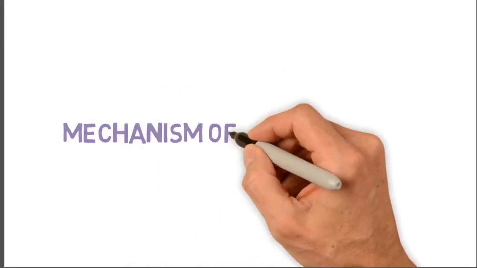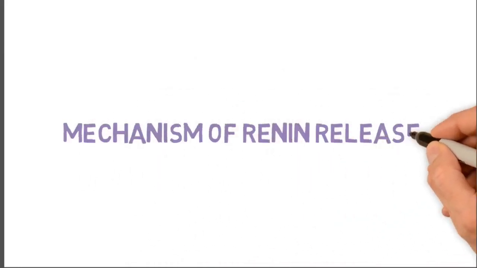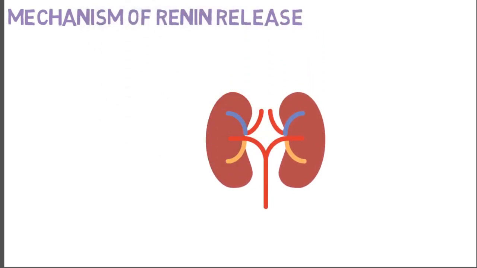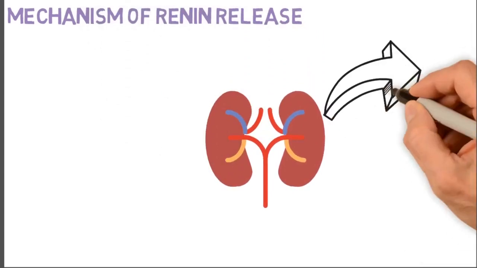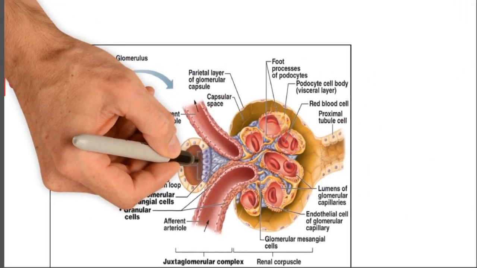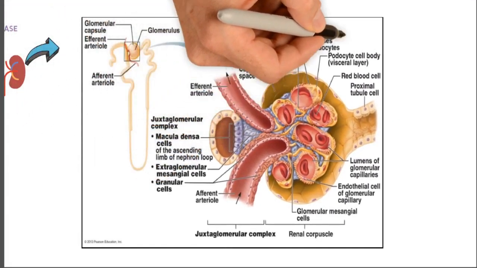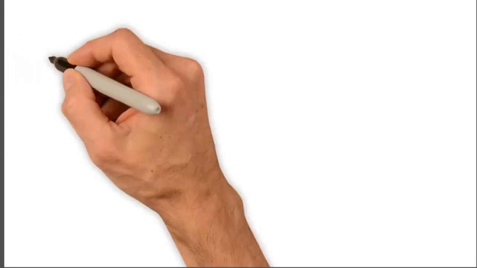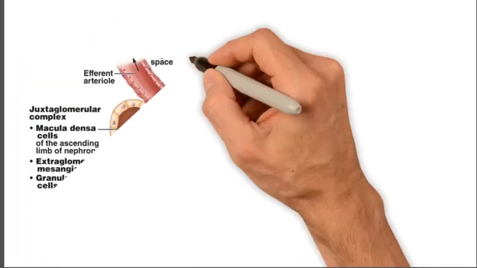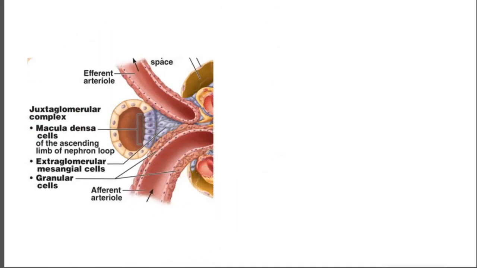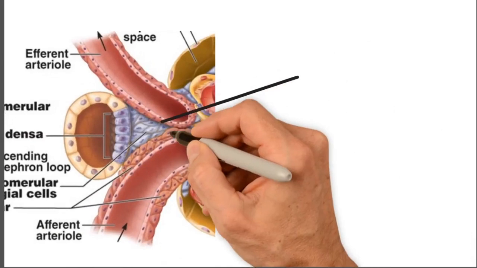Now we'll discuss the mechanism of renin release. As we all know, kidneys are made up of millions of nephrons which have a unique role in blood filtration in the renal system. These nephrons have certain specialized cells which have a specific role in maintenance or regulation of blood pressure.